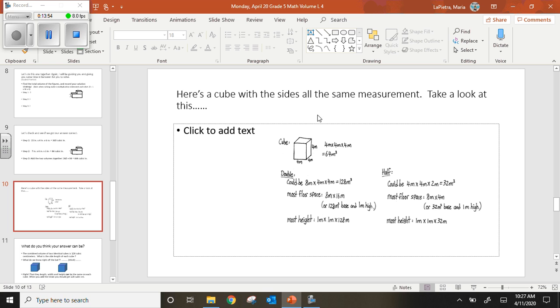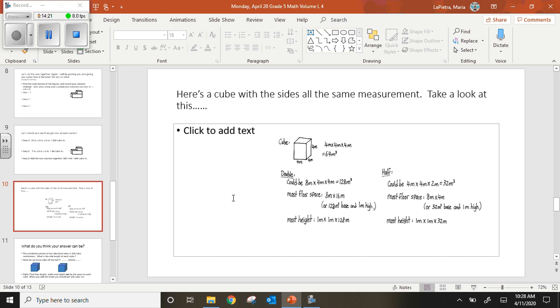Okay, here's a cube with all the sides, all the same measurement. Take a look at this. Look at this cube right here. All the sides are the same, so 4 times 4 times 4 gave me 64. What they're showing you here now is if I want to double that cube or if I want to cut that cube in half. There's 3 ways that you could do it for each one.